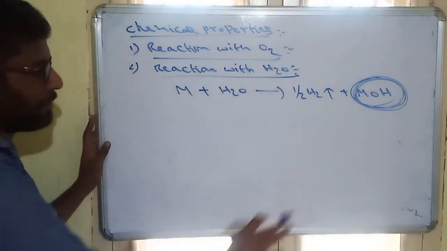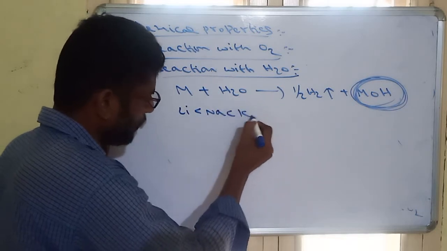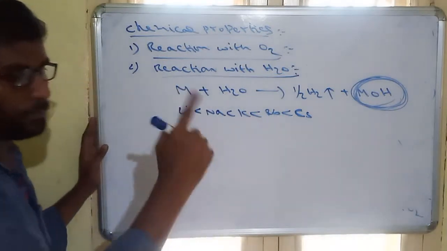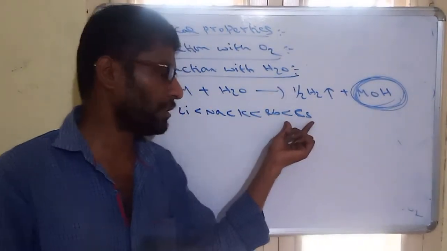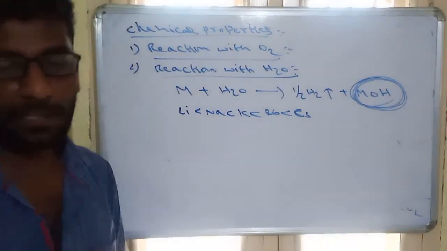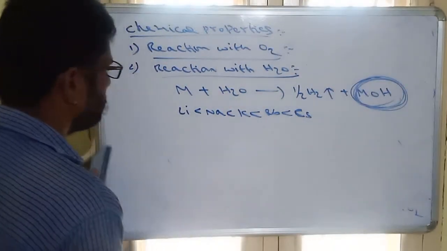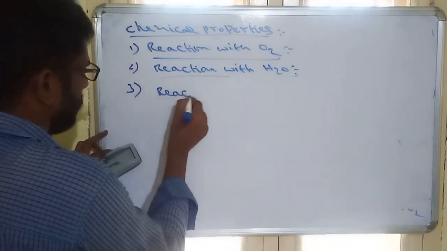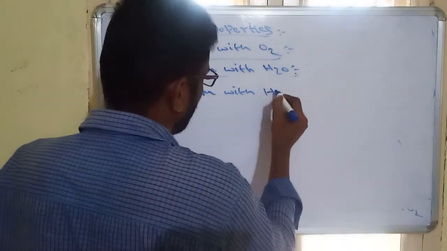And regarding reactivity with water, when observing lithium, sodium, potassium, rubidium, cesium, reactivity with water increases from top to bottom. This is the order of reactivity with water, because with more electropositivity they can easily release hydrogen and form the hydroxide. This is the reactivity order. The next one is the reaction with hydrogen, H2.